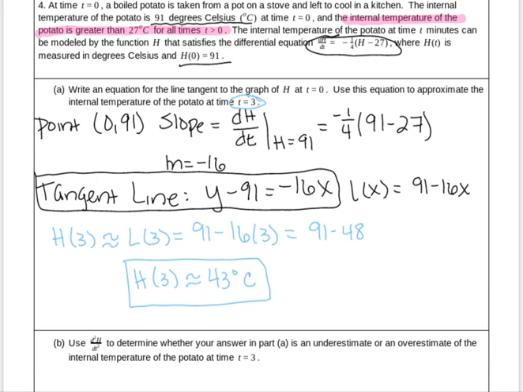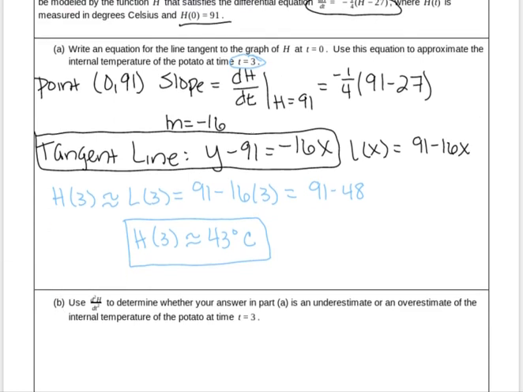All right, for part A here, this was worth 3 points in total. So it was 1 point for your slope, so getting that negative 16. It's 1 point for your tangent line, and then 1 point for your approximation.